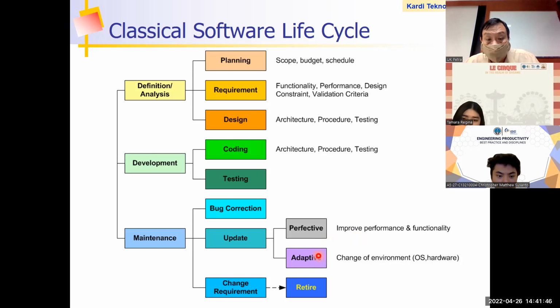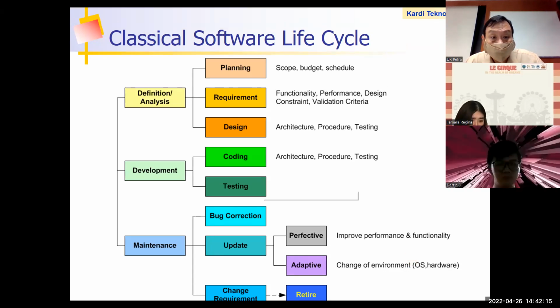There is also called adaptive maintenance. So of course the environment changes, right? The hardware changes, that becomes better. Okay, and then the OS, the operating system. So before we have Windows 7 and then Windows 10, and now Windows 11 and so on. So there is a change in the environment. So that change in the environment, you need to change the software. So that part is called maintenance.